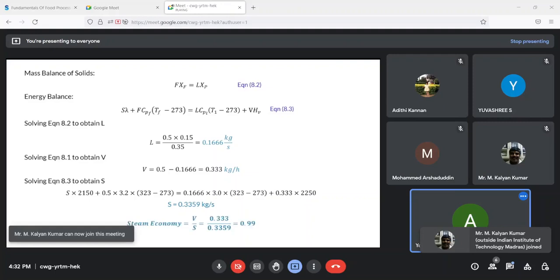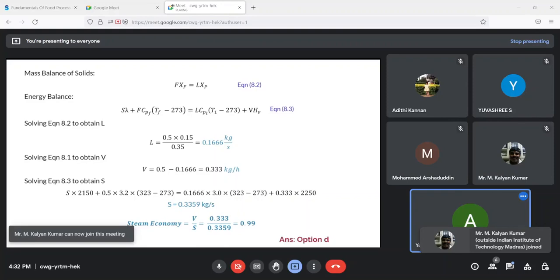So steam economy is calculated by the amount of vapor that you generate in an evaporator divided by the amount of steam that you give inside the evaporator. So your steam economy is always calculated by V divided by S. We know the flow rate of vapor, which is 0.33 kg per second. We know the flow rate of the steam as well, that we calculated, 0.3359. So from there you can calculate the steam economy, which is 0.99. So the answer to this question is option D.